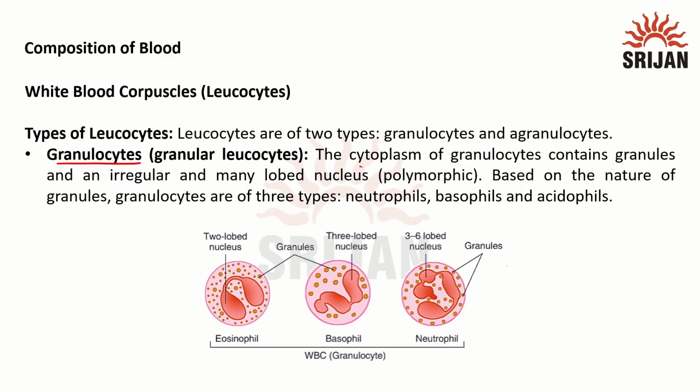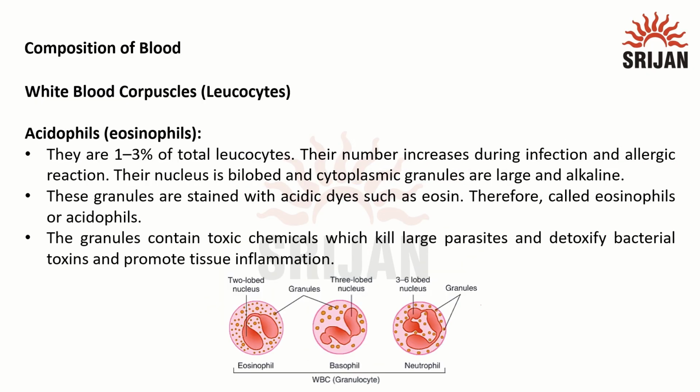Granulocyte, because the cytoplasm of these cells contains granule-like structures and an irregular, many-lobed nucleus. So we call it polymorphic. Here we can see that eosinophil has a two-lobed or headphone-shaped nucleus, whereas basophil has a three-lobed nucleus and neutrophil has a 3 to 6 lobed, or multi-lobed, nucleus. Now each of them has its own function.